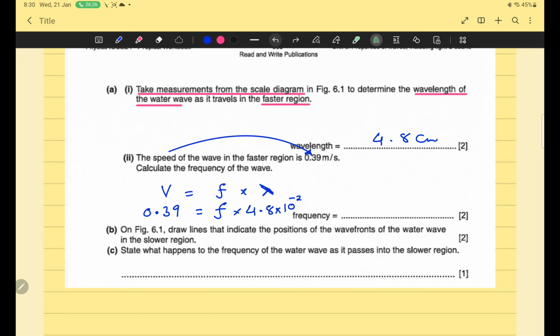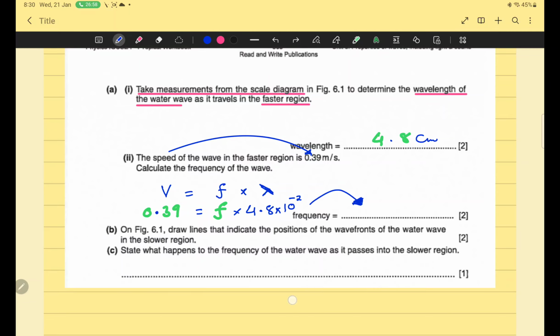Whenever you remove centi, the value of centi is exponent minus 2. Okay, so the wavelength is 0.39. Frequency is what we are calculating. The wavelength is 4.8 centimeters, so the centimeter is converted into meter, and now you can calculate frequency easily. We are not solving further. And the B part, draw lines, we have already drawn.